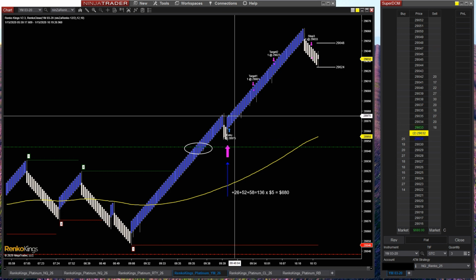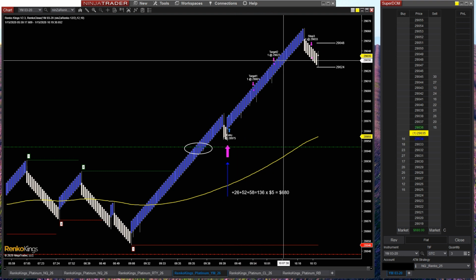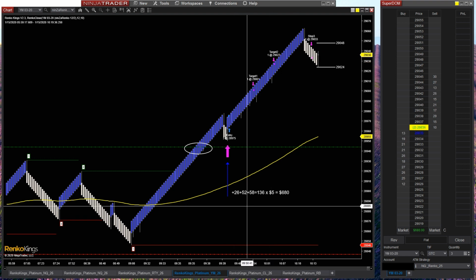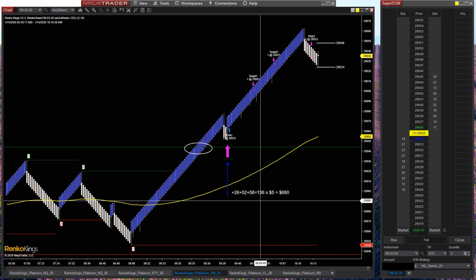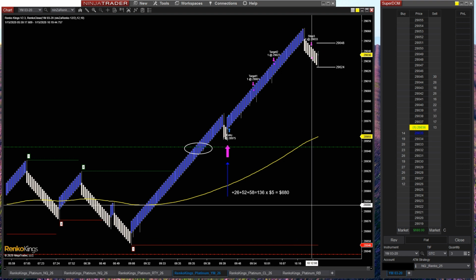We took our 1-to-1, our 2-to-1, and we got stopped out trailing our third contract. 26, 52, and 58, 136 ticks. The YM is $5 a tick. And this was a nice little trade, $680. I'm very happy, and I'm done for the day. You guys have any questions? Send me an email. I'm always happy to help.